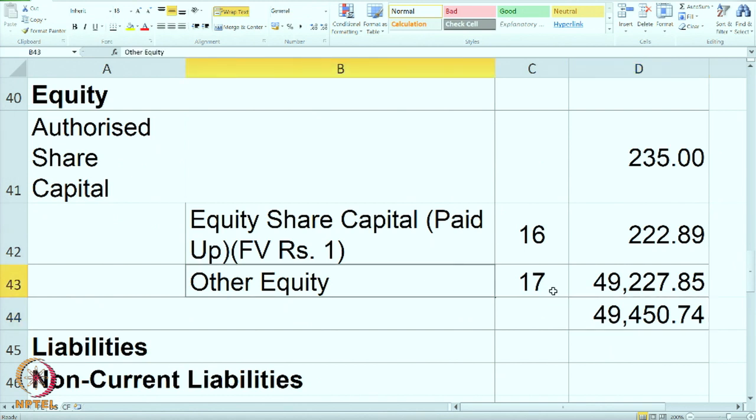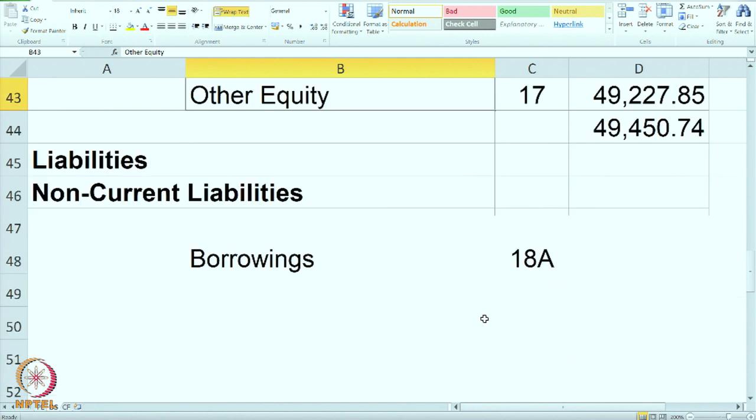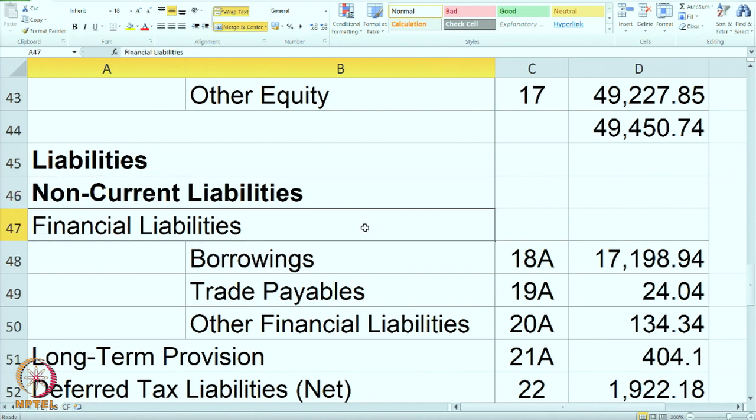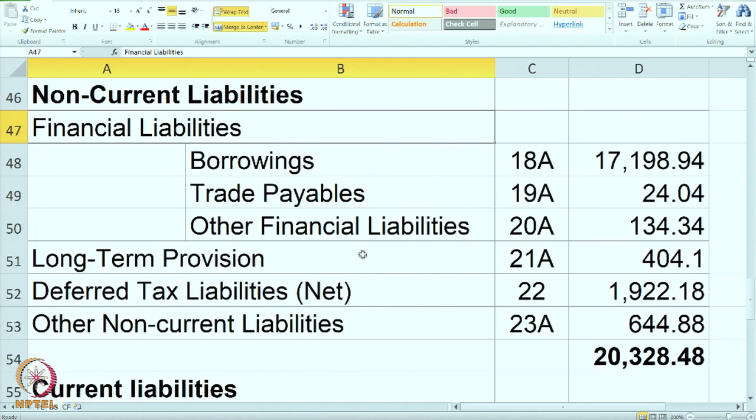So, other equity, the note is given, which mainly consists of reserves and surplus, but they have used a different nomenclature. Then next is liabilities. Within liabilities, you have got non-current liabilities, in that again financial liabilities. So, you can see the liabilities how they are separated here. Within NCL, financial liabilities are given separately and provisions and tax liabilities are given separately, because they arise from business, whereas financial liabilities are in the nature of raising of funds.